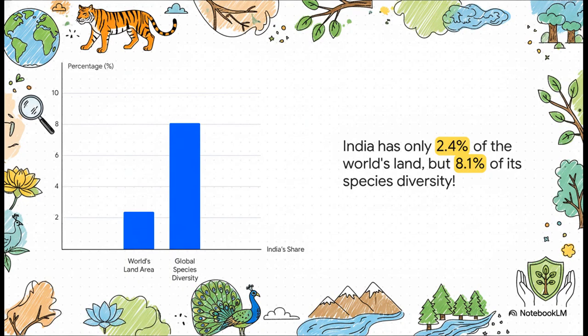So what about our India? Let's talk about our country. Look at this. We have just 2.4% of the world's land. A tiny piece, right? But we have a whopping 8.1% of all the species diversity on the globe. That is amazing. And that's exactly why India is known as one of the world's mega-diversity countries. It's something we should all be incredibly proud of.